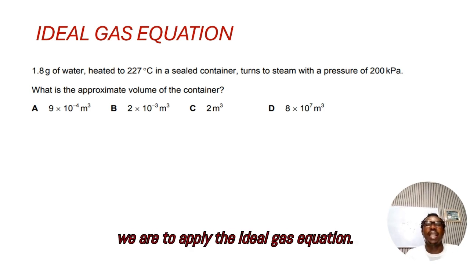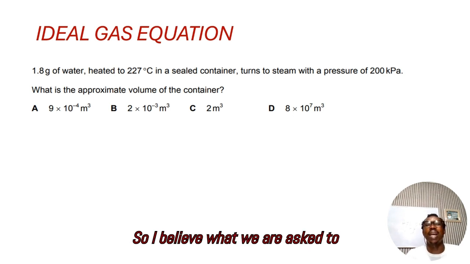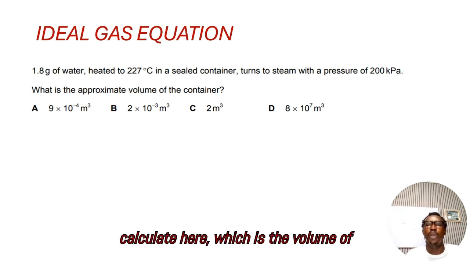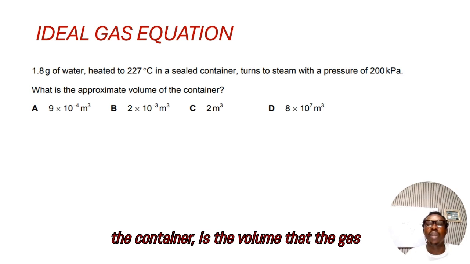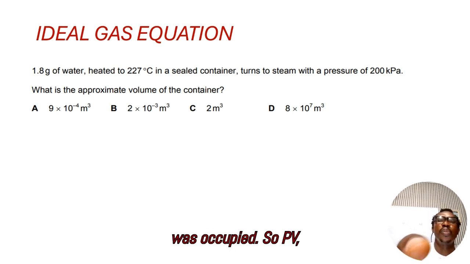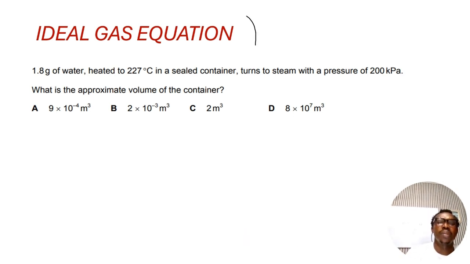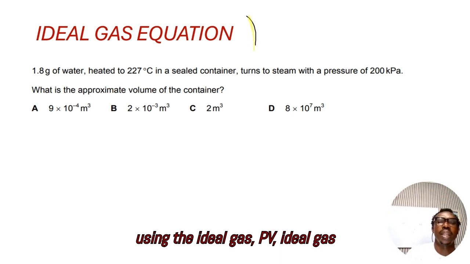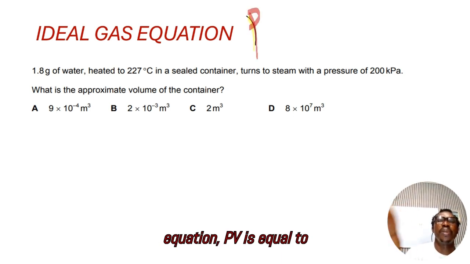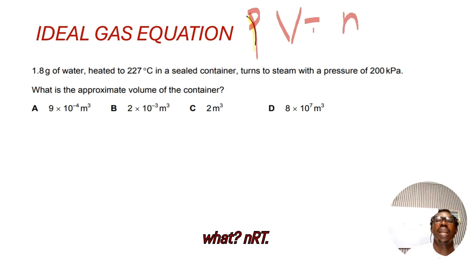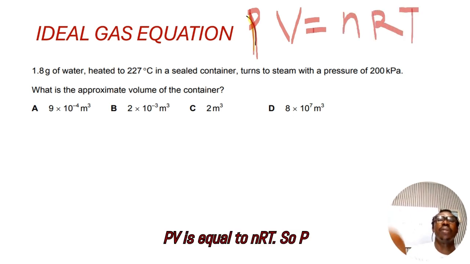So we are to apply the ideal gas equation. So I believe what we are asked to calculate here, which is the volume of the container, is the volume that the gas would occupy. So PV, using the ideal gas equation, PV is equal to what? nRT. PV is equal to nRT.